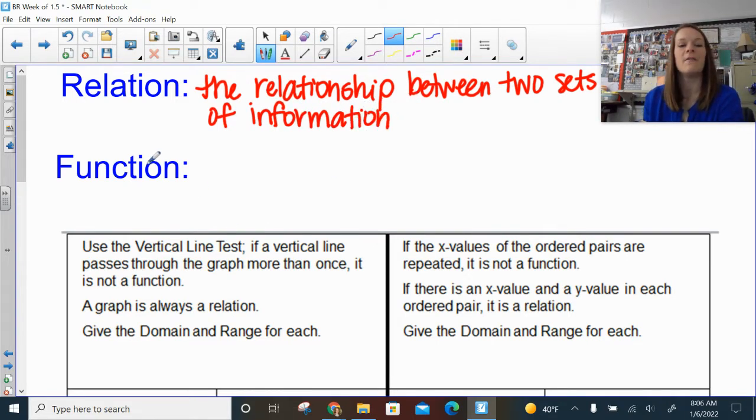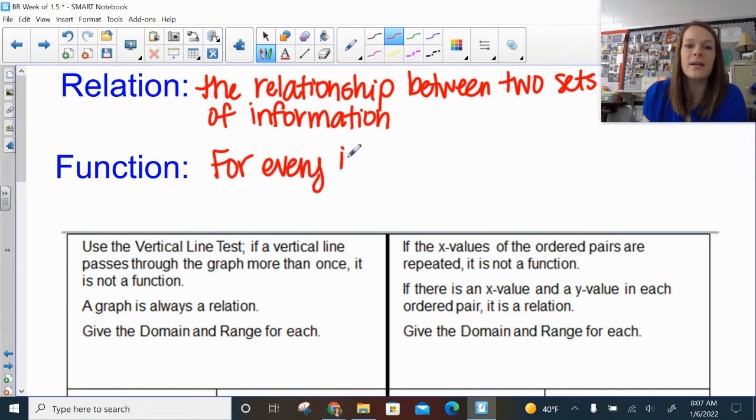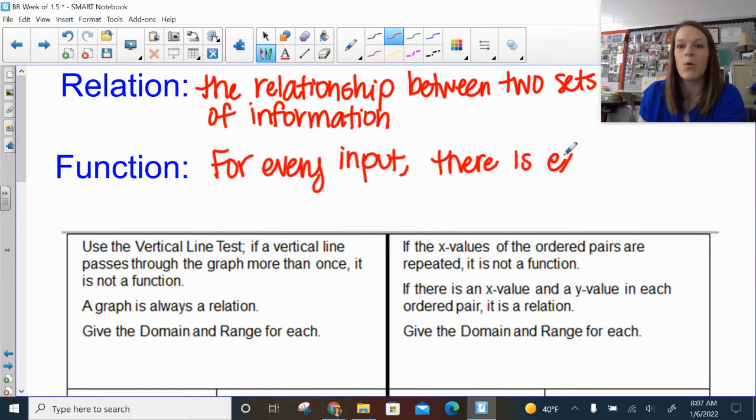Okay. And then a function is kind of like a vending machine. You can think about it that way. You put some money into a vending machine and you get a snack or drink out. So it has to do with your input and output, that when you put in $1, you're only going to get one item. You're not going to get multiple items out of that $1 unless the machine malfunctions, and in other words, that wouldn't be a function. So the definition of a function is for every input, there is exactly one output.